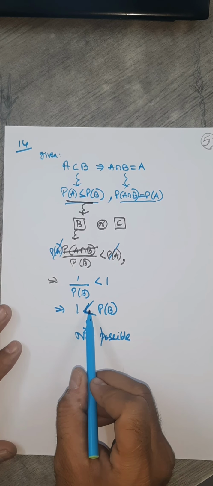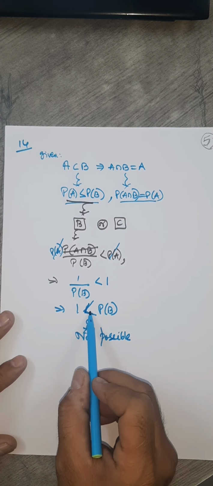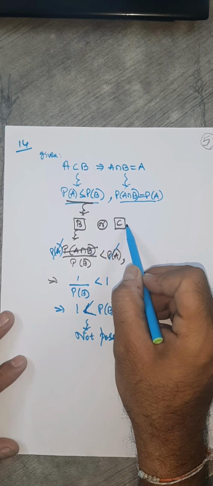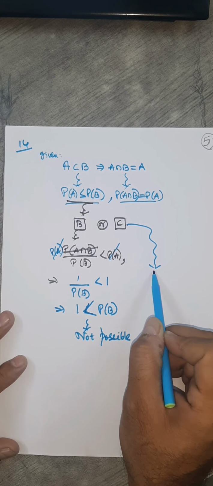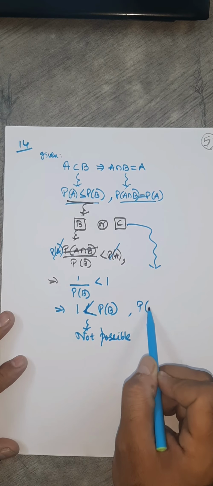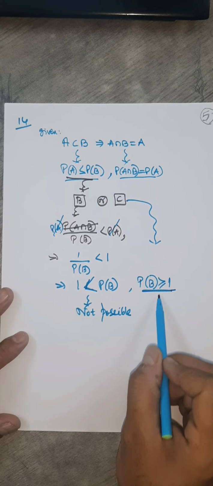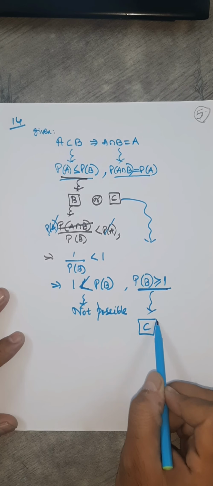So now what about option C? It is just the reverse of this. If you start with option C, you will see that you get the probability of B greater than or equal to 1, which is always true. And therefore C is your option.